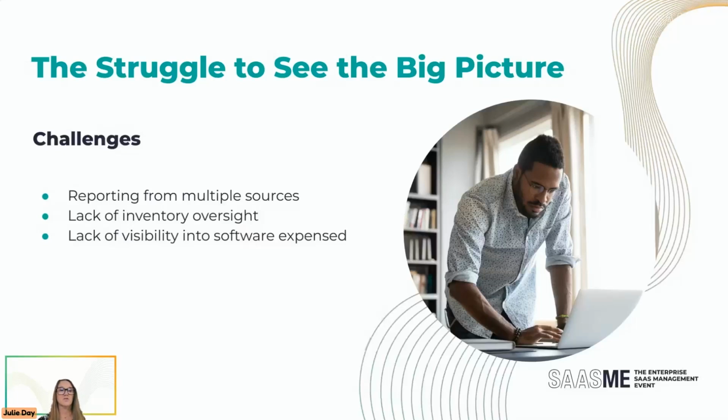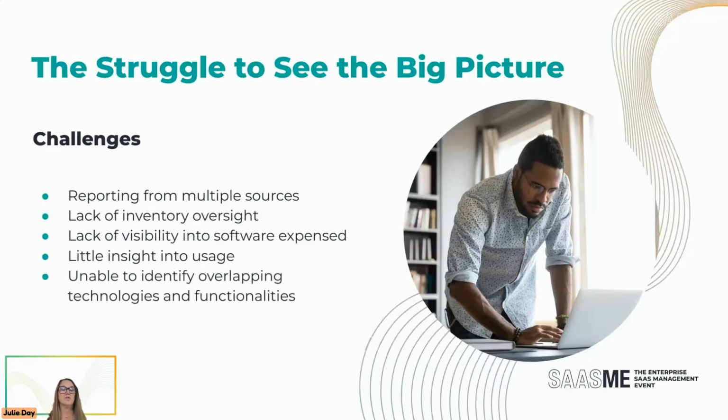Okay, I know I've already talked about lack of visibility into software spend, but I bring it up again because it's really important, as well as us having little insight into usage, and again being unable to really have an idea of what applications were redundant. Did certain applications have overlapping technologies and functionalities?